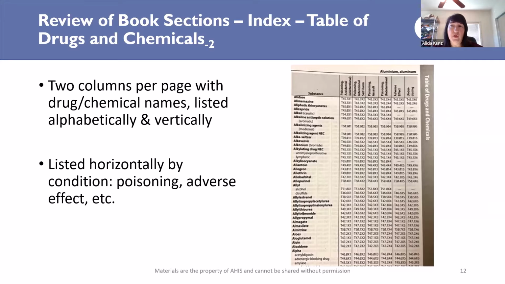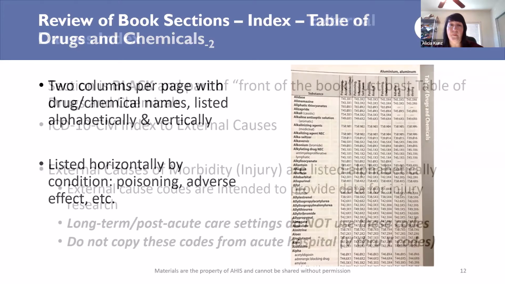And keep in mind, a lot of these are going to be under the generic name. So for instance, if somebody has taken too much Tylenol, you would look that up under acetaminophen, something along those lines. So just remember, if you can't find it by one name, you'll probably just need to do a quick Google search to find out what the generic name is in order to look that up in the table of drugs and chemicals.